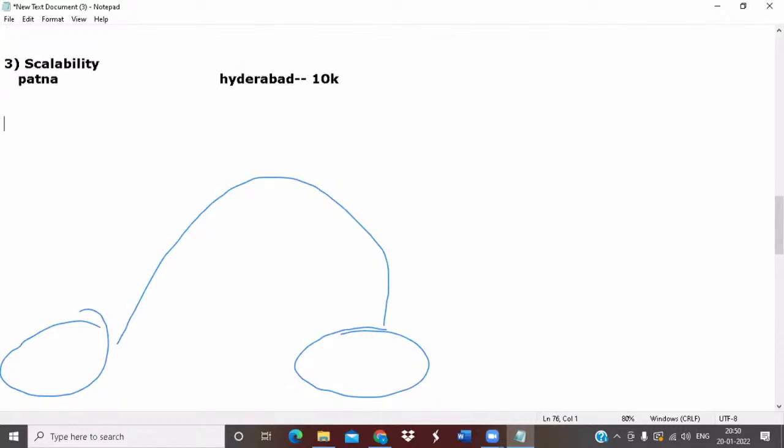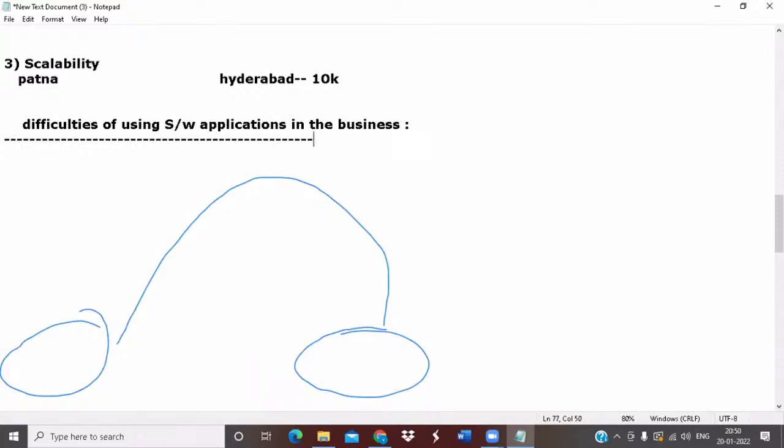So this is only one side of the coin. Now I'm going to discuss the difficulties of using software applications in the business. Point clear, all of you? What is the next point I'm going to discuss? Difficulties of using software applications in the business. Listen carefully and try to understand this point. Everybody please mute.